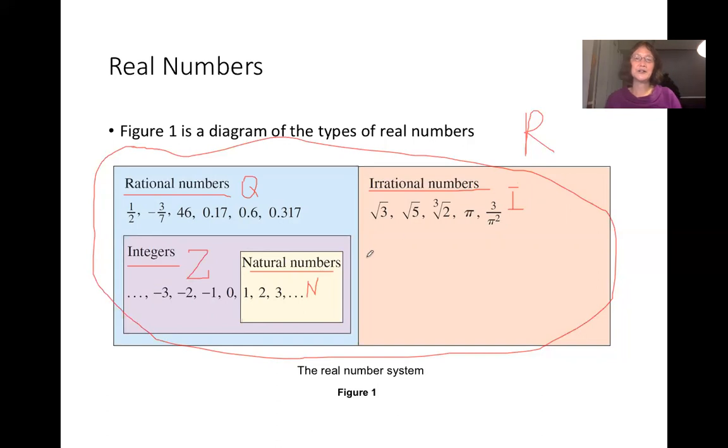Okay. So if a number, let's say the number 2. Number 2 is a natural number, yes. Number 2 is also an integer. Number 2 is also a rational number. Number 2 is also a real number. Okay. So the real numbers have two parts. One is rational numbers Q, and the other is irrational numbers I.